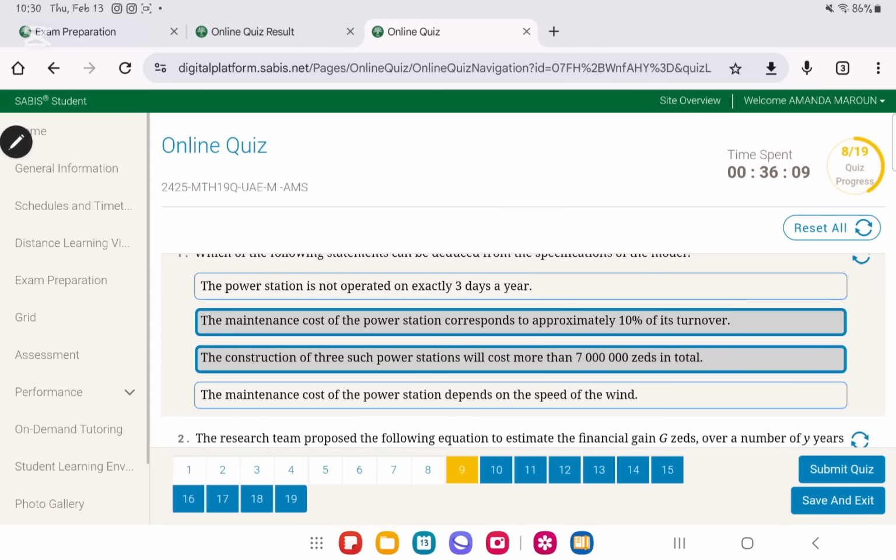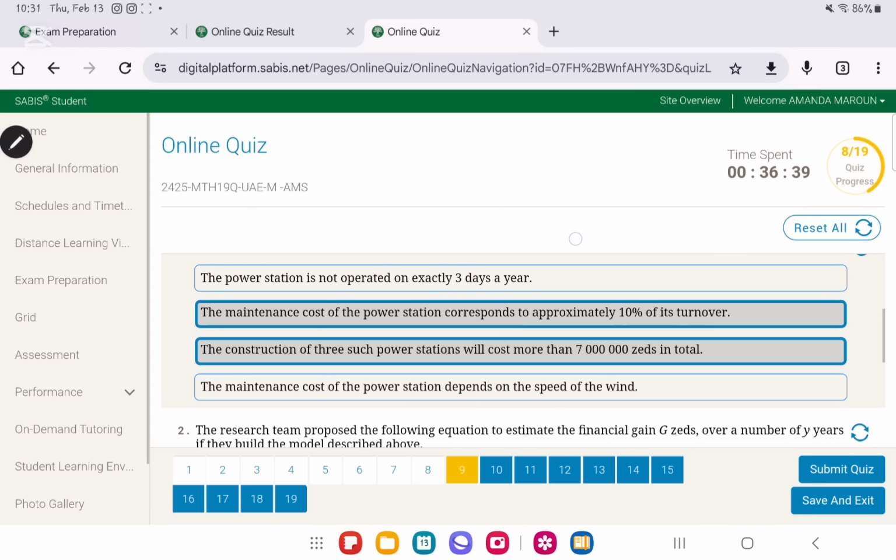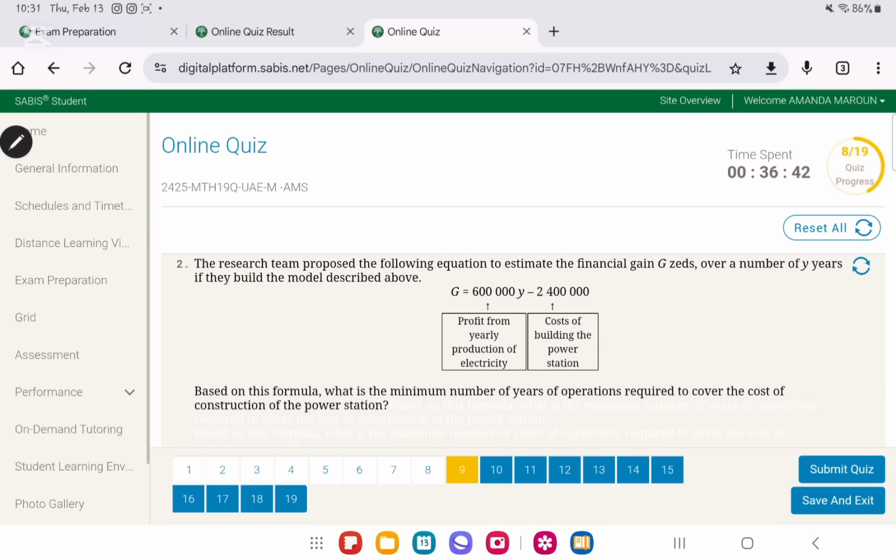And then they said the maintenance cost of the power station depends on the speed of the wind. Definitely it does not depend on the speed of the wind. Think logically, it does not make sense. How come the speed of the wind will affect the maintenance cost? No, this is a basis of inflation and economics and business and nothing to do with the speed of the wind. Okay, so now we move on to part 2.